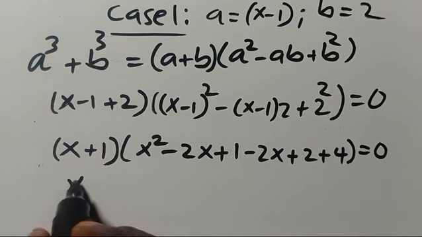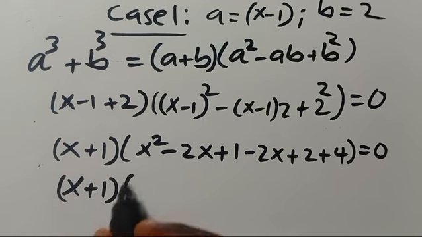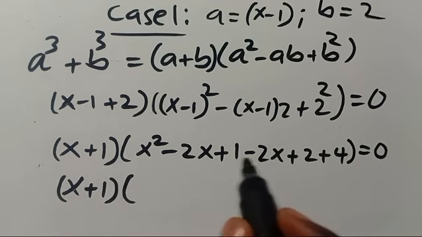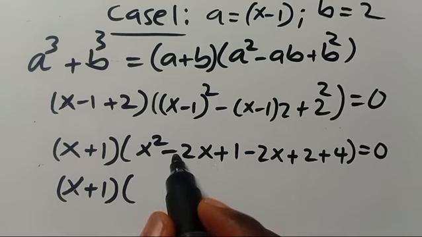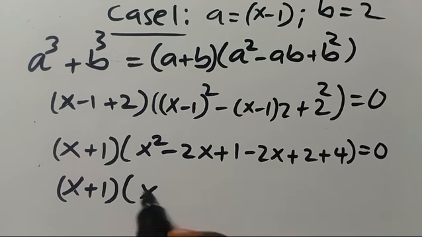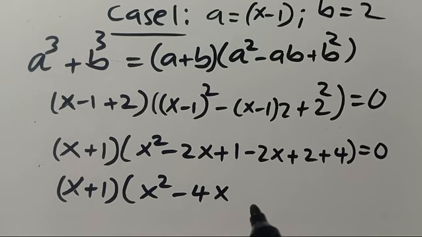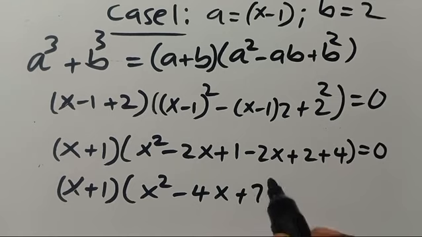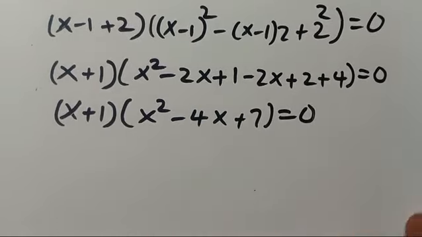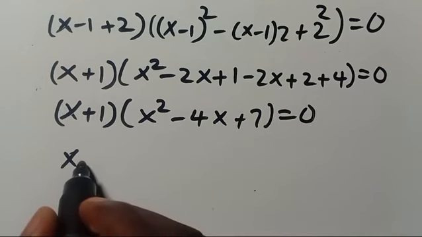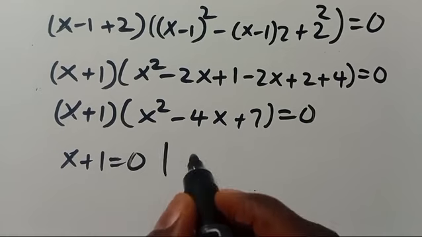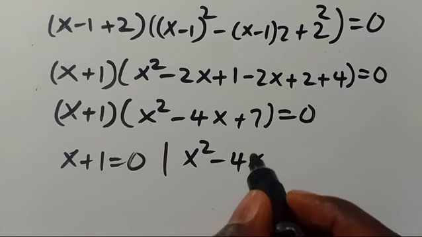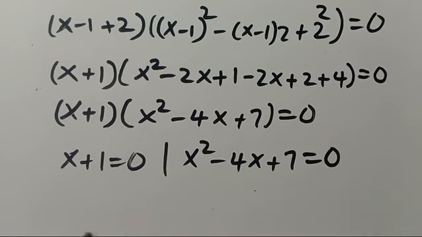So from here we have (x + 1), this −2x, −2x. From here we have x² − 4x, 1 plus 2 will give us 3, plus 4 will give us 7, equals 0. Now for this term to be equal to 0, it's either x + 1 = 0, or x² − 4x + 7 = 0. So from here we have x equals −1.